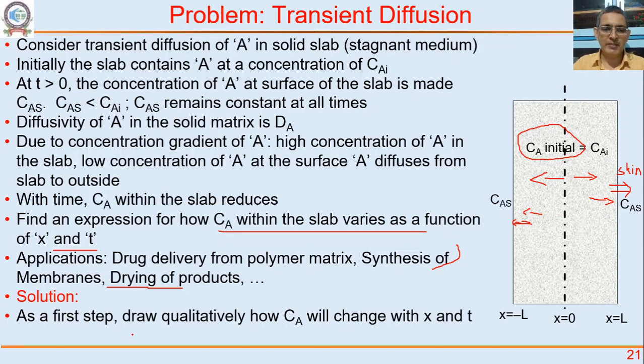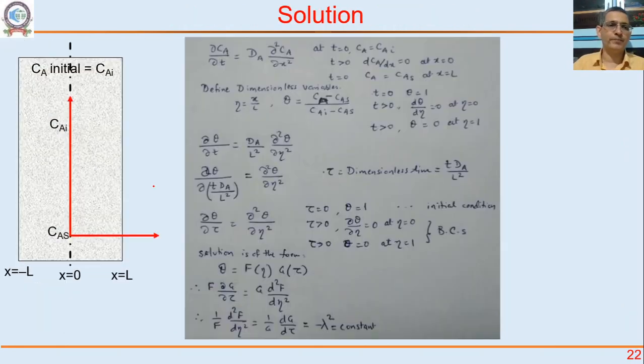Right? As a first step, I want you to qualitatively draw how Ca will change with respect to x and t. Draw that. Pause the video. Draw. Here is the solution. Okay, if this is the matrix, this is how the concentration will reduce with respect to time. So Cas, and location with respect to x. This is at t equal to 0. With time, as time goes up, concentration inside the slab, inside that solid, reduces, and it's symmetric. So we are only showing the half slab.